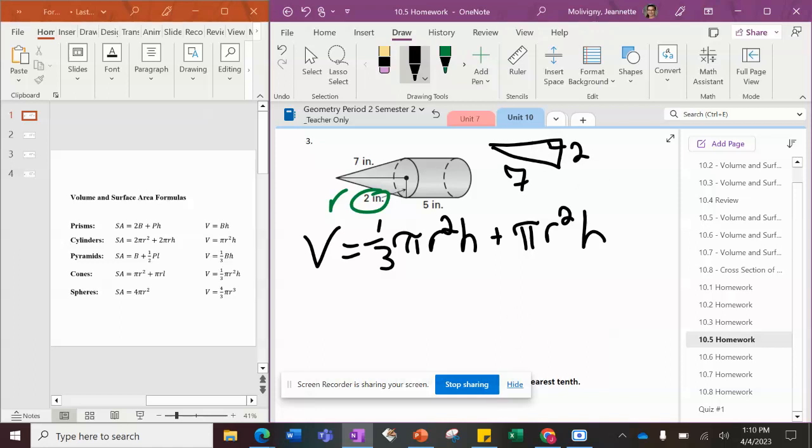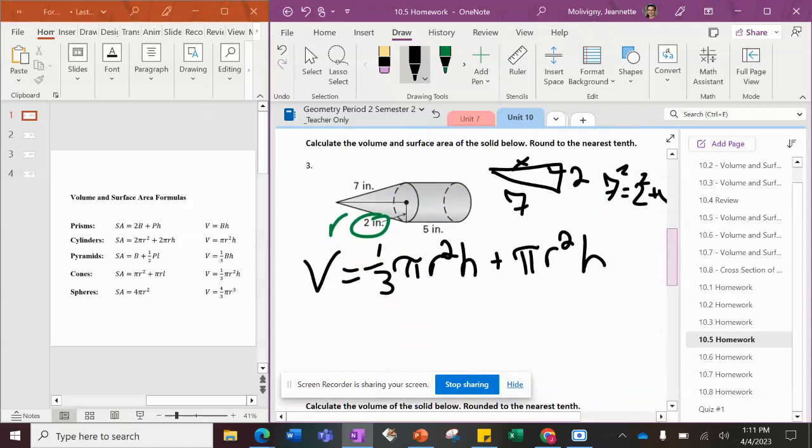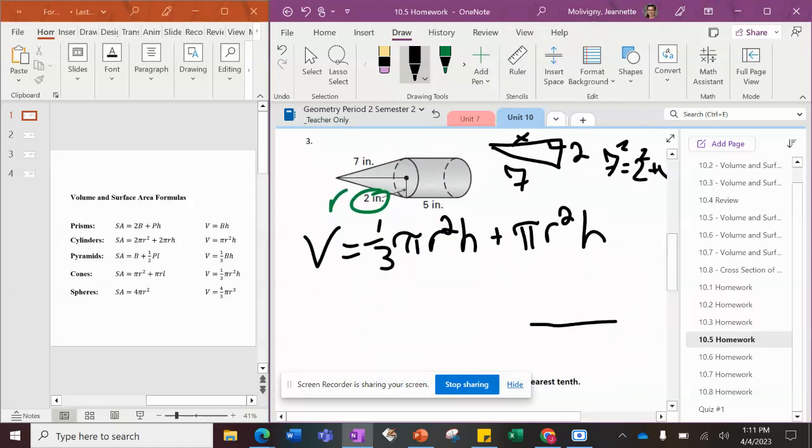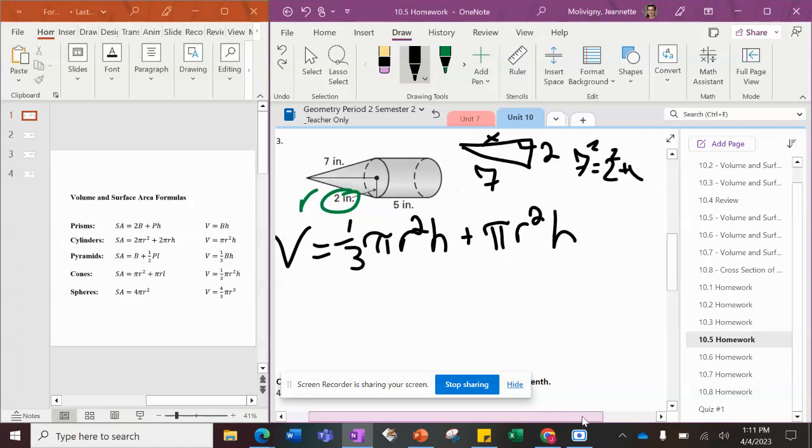So that's going to be 7 squared equals 2 squared plus, we'll just label it x squared. Oops, sorry. Oh, that did not work. I'm going to use my mouse to move it over a little bit. There we go. So x squared.